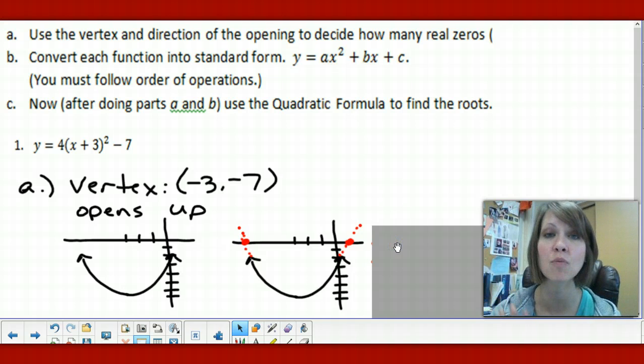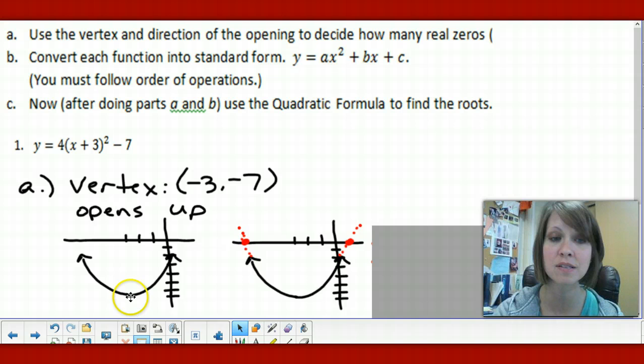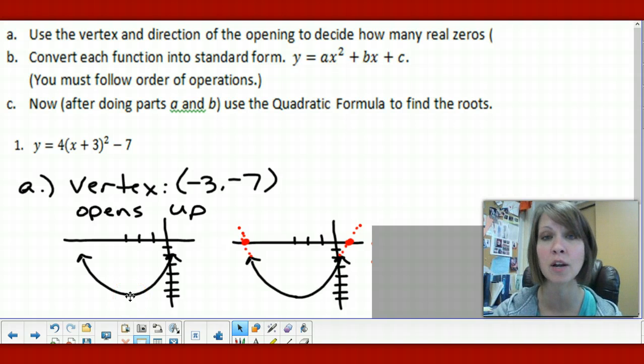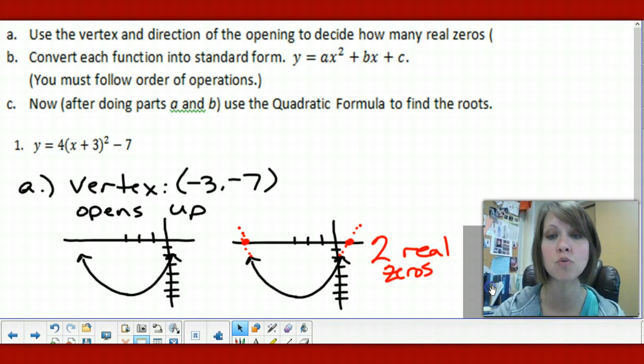Again, this is just a rough sketch. I did not ask you to graph it well. What does need to be graphed well is the vertex. That has to be in the right quadrant. If it's in the wrong quadrant, you're going to get the wrong answer. And then the direction of the opening must be correct. If you do those two things correctly, then you're going to be able to answer part A correctly. Okay, so there should be 2 real zeros because of the vertex and the direction of the opening. Let's go on to part B.